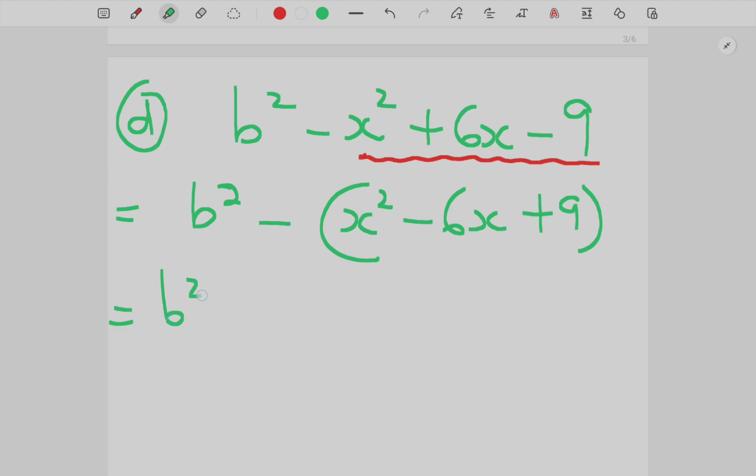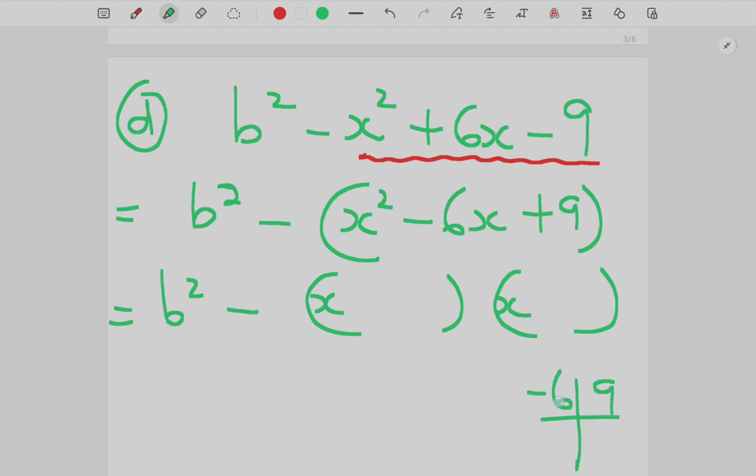Therefore, b squared minus (x squared minus 6x plus 9), we must factorize this one. This is the perfect square trinomial. So we're going to open up two brackets for this one. For x squared it is x times x. Then we must find two numbers that, when we multiply, give us positive 9, and the same numbers, when we add, give us negative 6.